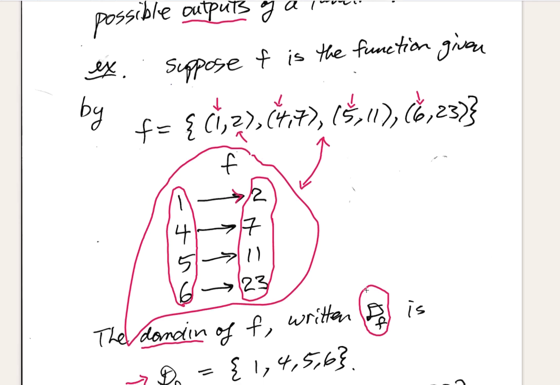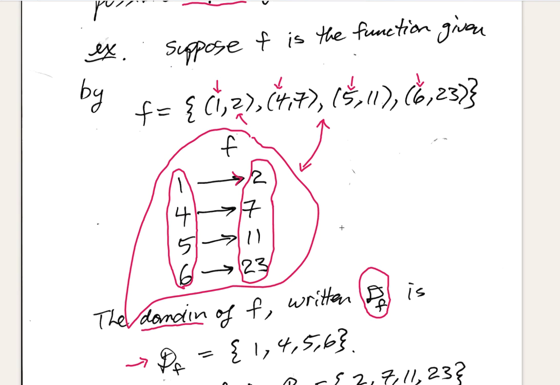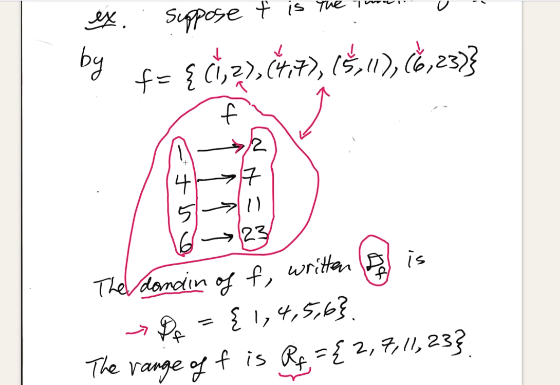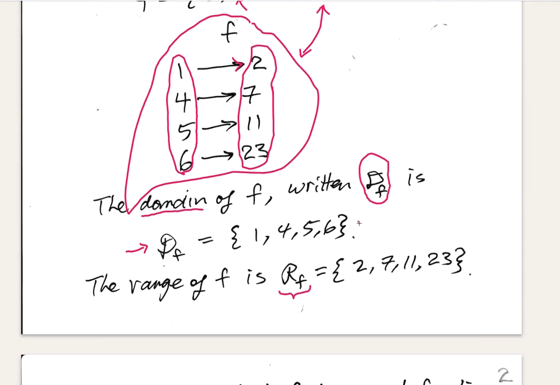Okay, so you can see finding the domain and range when a function is given explicitly like this, in terms of ordered pairs or as an arrow diagram, is very, very simple. You've got 1, 4, 5, 6 as possible inputs, right? 2, 7, 11, 23 as possible outputs. So you've got this domain and this range, okay?